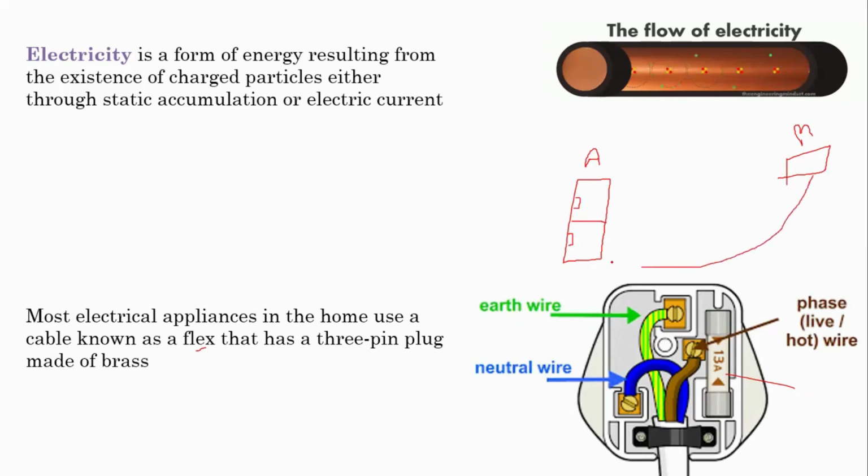The live wire carries the electricity to the appliance. The neutral wire completes the circuit by carrying it back to the main. And in case of any faults or any damage with the appliance, to prevent someone from becoming electrocuted, we have the earth wire, which is going to be grounded. So any electricity will be grounded and prevent you from becoming shocked. So it's there for safety reasons. You have to remember the color of these wires. The live wire is brown, the earth wire is green and yellow, and the neutral wire is blue.